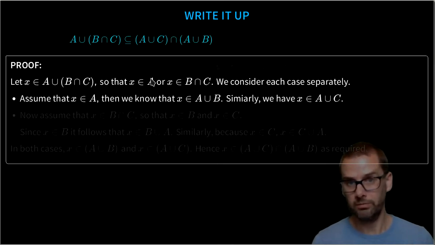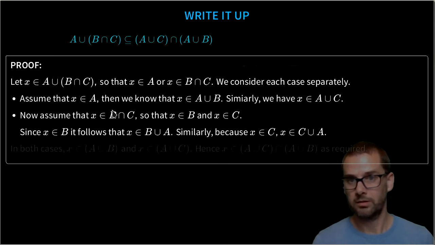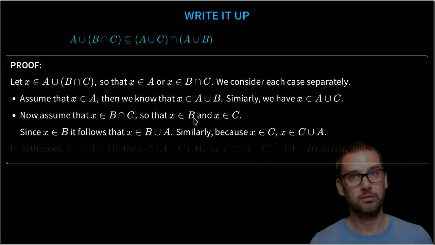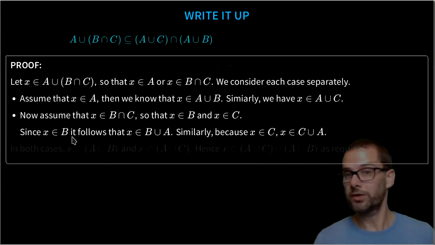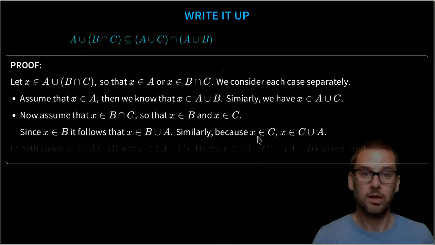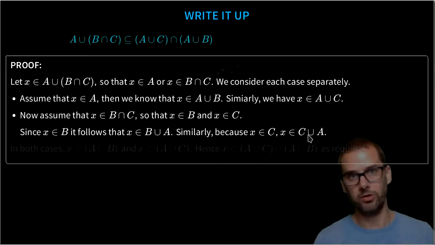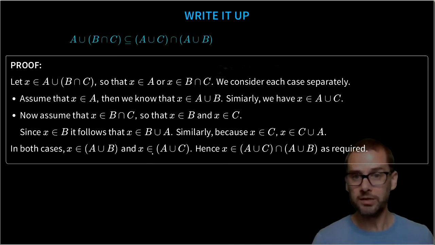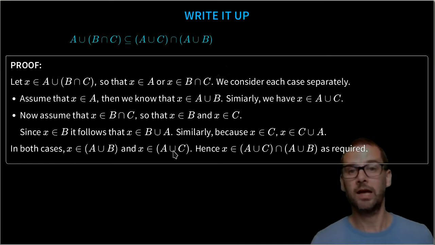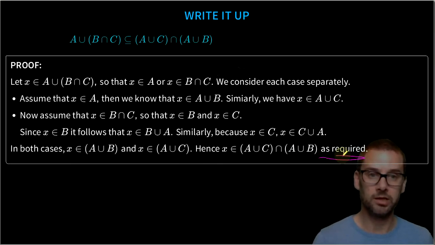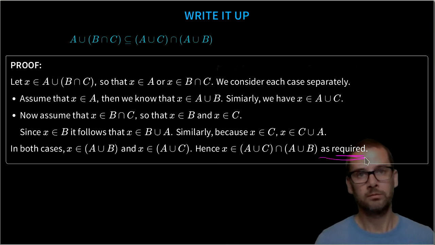So that's our first case done. Now we assume that X is in B intersection C. So X is in B and X is in C. Well, because it's in B, we know it's in B union whatever. So it's in B union A. And similarly, because it's in C, we know it's in C union whatever. So it's in C union A. So in both cases, we know both that X is in A union B and X is in A union C. And because it's in both of these, we know it's in their intersection, which is just what we needed. And so we're done. Let's stop there.